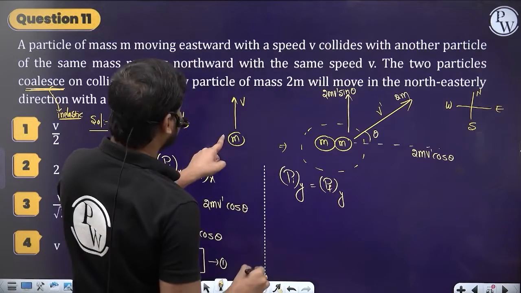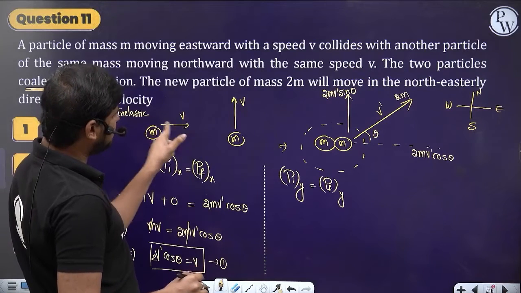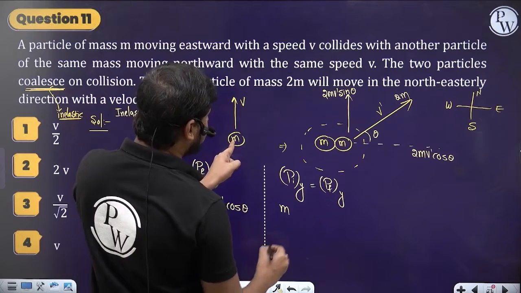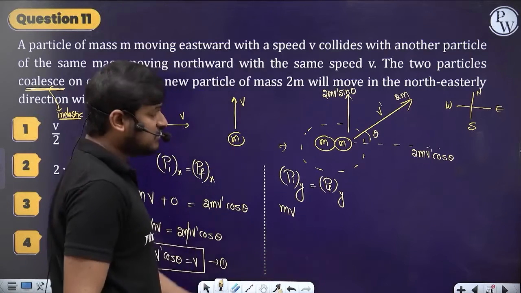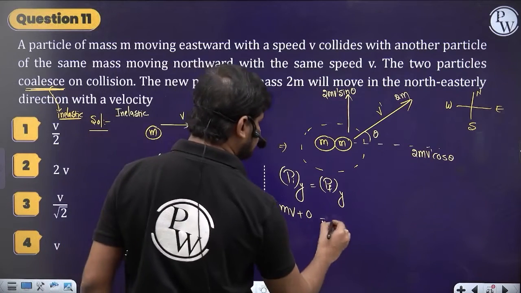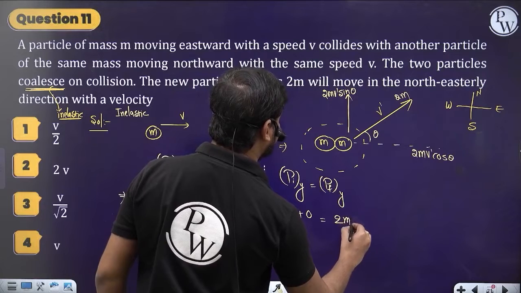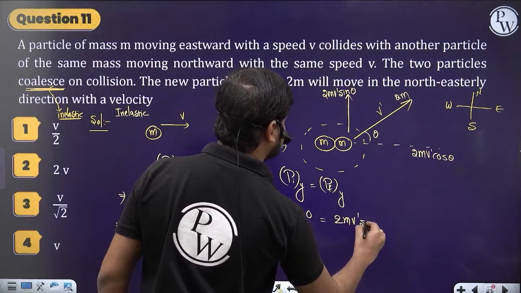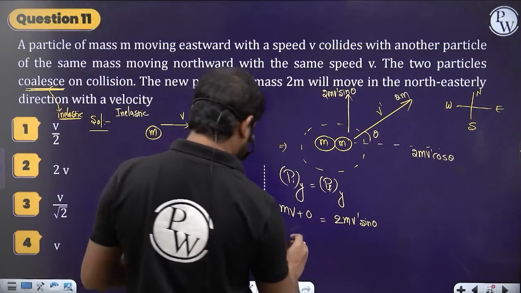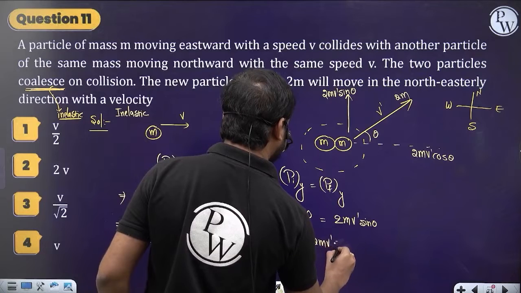Initially there is no y direction momentum for the first particle because it's moving in the x direction. But the second particle is moving in the y direction, so mass times its velocity is the initial momentum in the y direction, plus this one, 0, is equal to the final momentum after combination, which is 2m v dash sine theta. So mv is equal to 2m v dash sine theta.